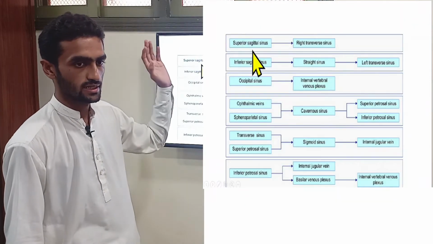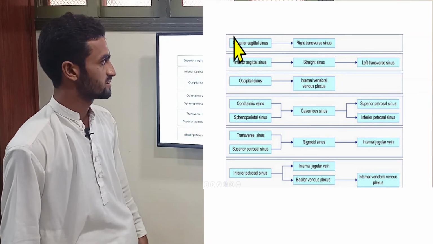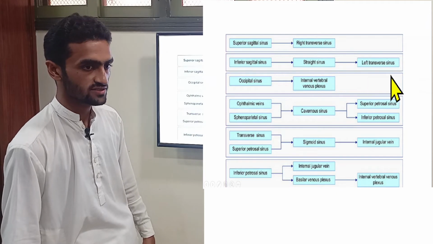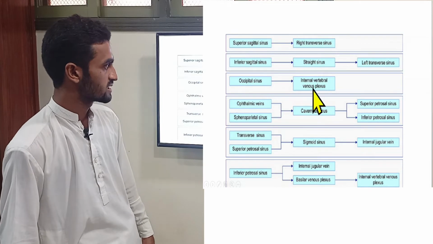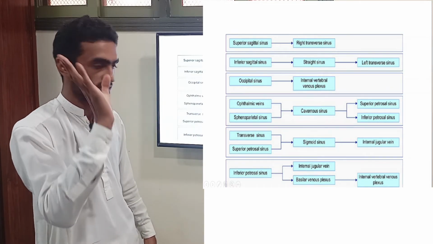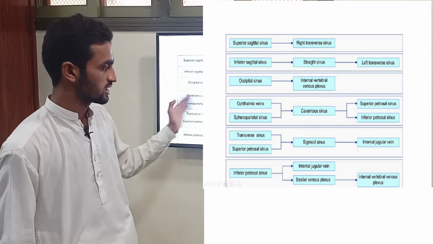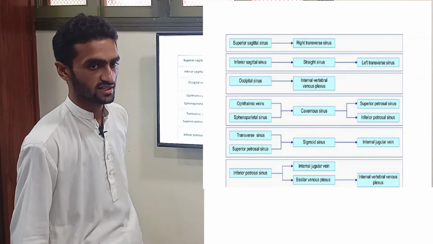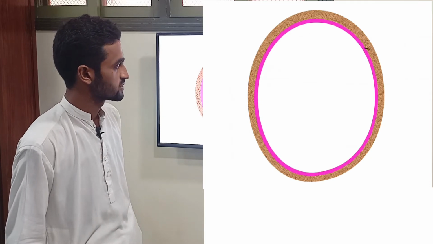So these are actually the picture stories. Here is how the blood is coming: the superior goes into the right, the inferior goes into the left transverse sinus, and the occipital sometimes goes into the internal vertebral venous plexus, and the ophthalmic and sphenoparietal go into the cavernous sinus. So this is all the arrangement we have discussed. Go through this picture and the last picture, and you can be clear on the drainage of your brain. Here is the other picture.